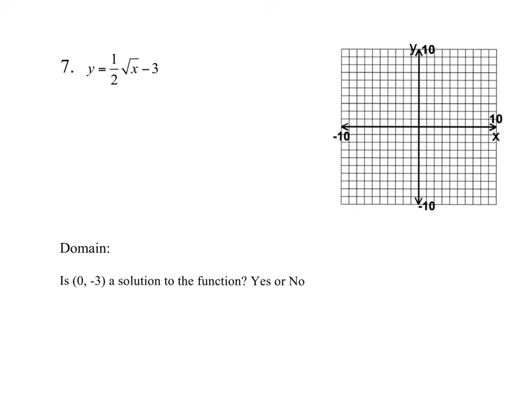Let's do example 7. The first thing we need to do is check the domain. So in order to check the domain, we're going to set the radicand greater than or equal to 0. In this case, it's quite simple. x is greater than or equal to 0. Then we want to make a table of values where we have x and we have y, and we have a spot in the middle for work.